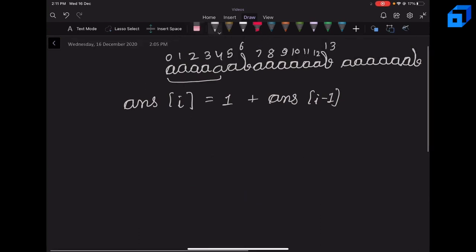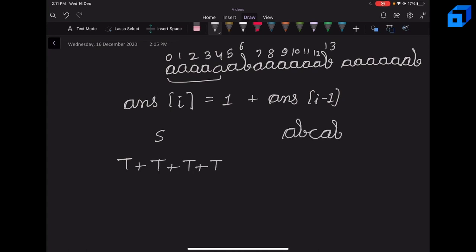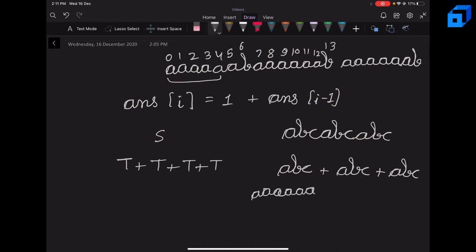The period of the string S is the smallest length string T such that S can be written as a concatenation of one or more copies of T. For example, for ABC, ABC, and ABC, the period will be 3 because we can write S as ABC plus ABC plus ABC, and there is no smaller string T using which we can represent S as copies of T. For a string of 6 A's, the period will be 1 because we can represent S as copies of A. We could also represent it as copies of 3 A's, but the smallest length is 1. So the period is 1.